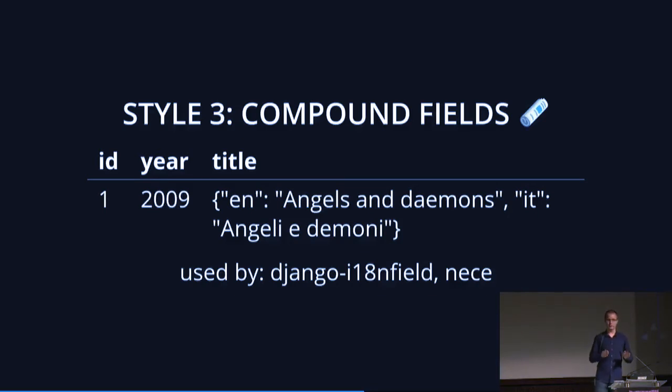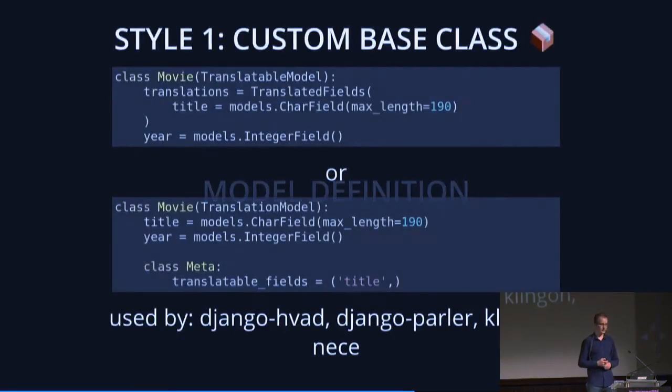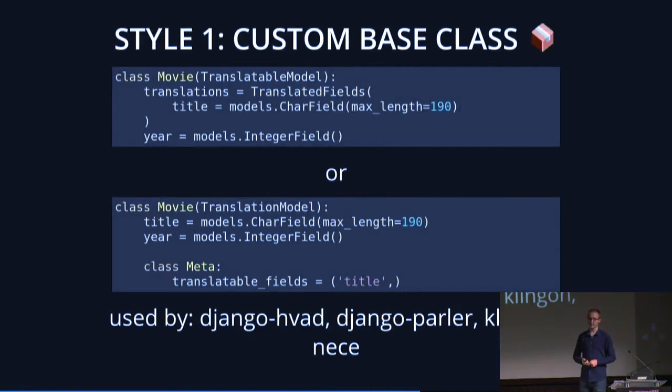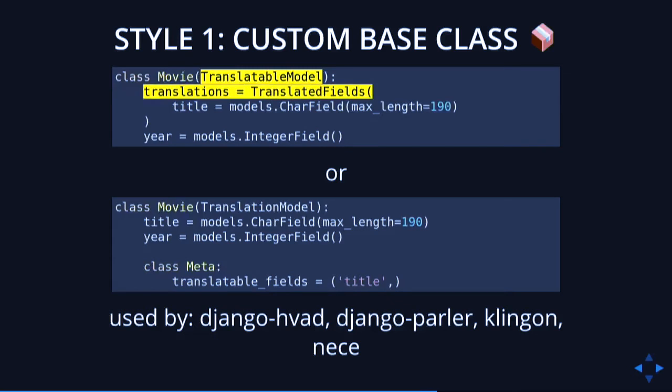So now that we've seen three different styles of database layout, let's look at how those packages change the definition of our models. And again, we can identify three different styles here. The first one is that we have to use a custom base class. They are called a bit differently in the different packages, but it's approximately the same. We inherit not from db.models.Model, but from TranslatableModel. And then we either have a container descriptor here that contains all the fields that will later be available for translation, or we have an additional property on our Meta class that we can use to define the set of fields that should be translatable.